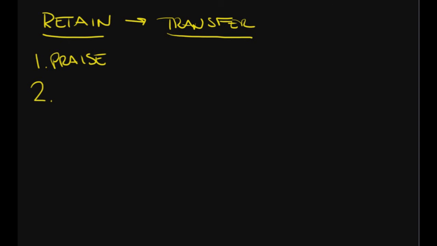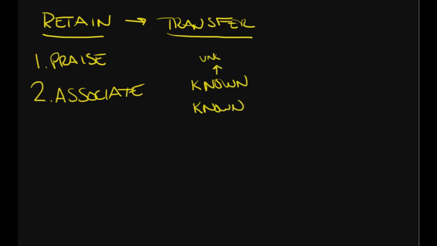Next, we want to associate it with something we already know. So from the known, from the known, bunch of these knowns, we delve into the unknown, and eventually this is crossed out and becomes a known. So we're leapfrogging from one known to the next till we get to the unknown, which becomes familiar at that point.